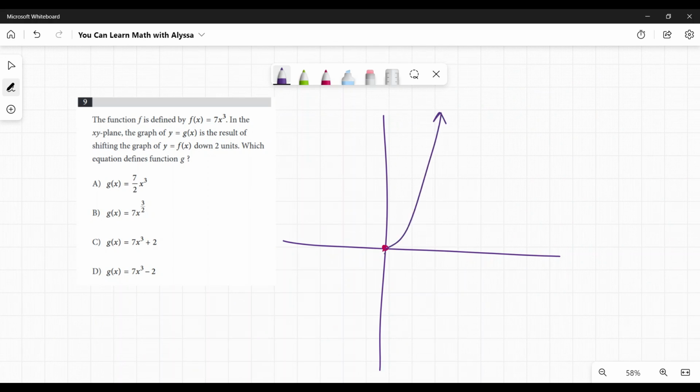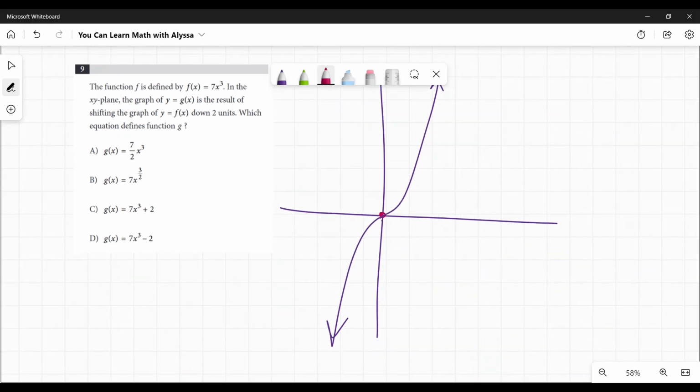There we go. Okay, so it's going to be very steep. I'm not quite drawing it steep enough. So 7x cubed is a steep cubic that's going through the center. Now they're saying there's another function, g of x. And g of x is the result of shifting the graph of y equals f of x down 2 units. So g of x is going to be this whole graph just moved down 2. It's going to look identical, which I clearly am incapable of doing.